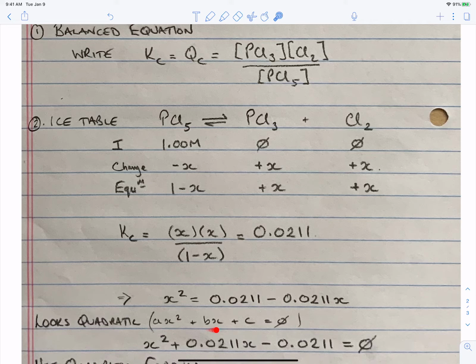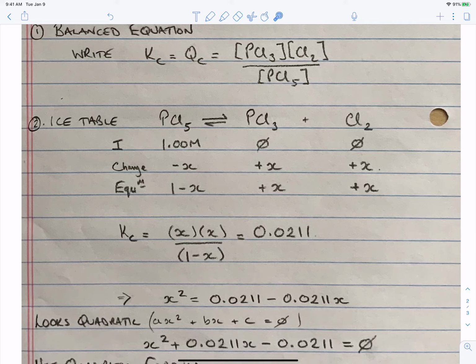And so we could say this looks very similar to a quadratic equation. And so what we want to do is make this into a quadratic equation. So here's the x squared value, and so what we're going to do is add minus 0.0211x to both sides, and we're going to subtract 0.0211 from both sides, so that this equation now looks like this, which is just a rearrangement of this equation.